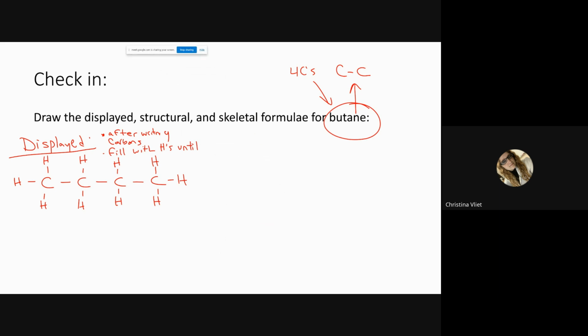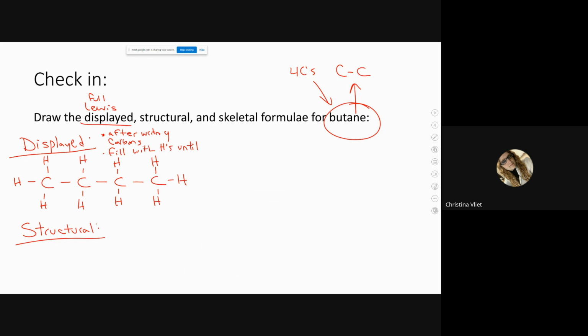And so the first way was called displayed. And this is really just the Lewis structure. It's the full structure. It shows everything. The second format is called the structural format. So what happens in the structural format? Subscripts. You use subscripts. And the idea of the structural is you write each carbon in the carbon chain, and then you write what's attached to that carbon. This is going to come back into play in today's lesson.